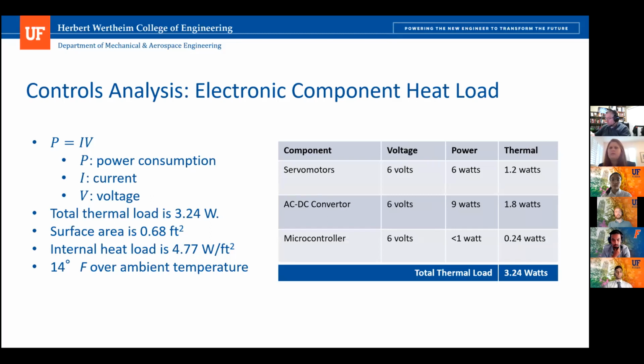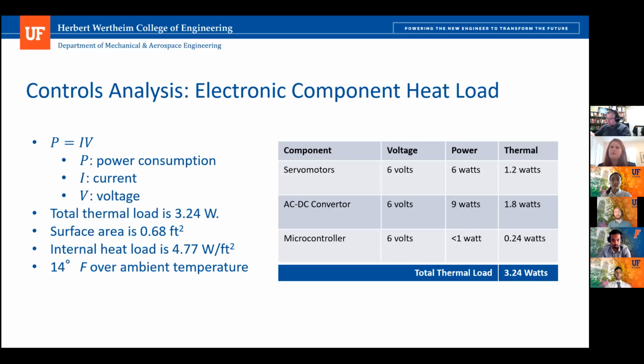The internal temperature of the housing was calculated to ensure that onboard components would not overheat. This calculation was performed using manufacturer-defined specifications and Ohm's law. The power consumption of the electronics was found by multiplying the current and voltage. This assumed that the servos were stalled and that the power output from the converter was maxed. It was found to be 3.24 watts of thermal load.